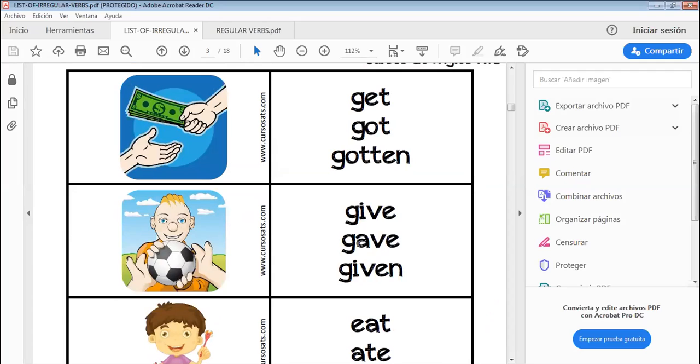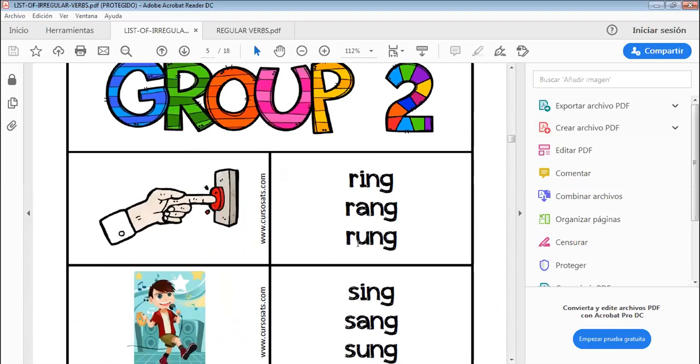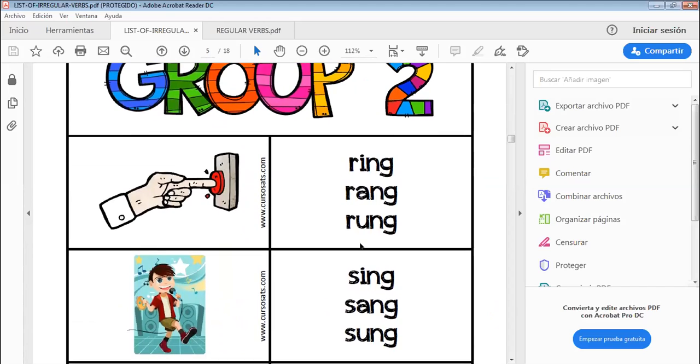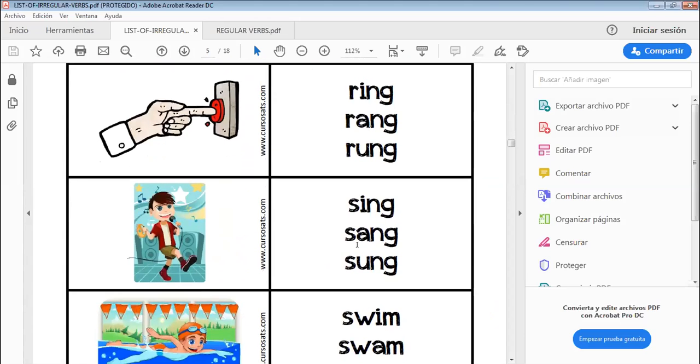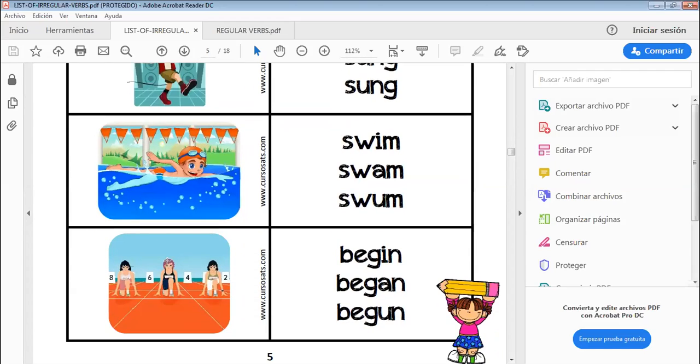Suenan como similar, ¿verdad? Pero no es que tengan que seguir una regla específica. But I like this list because it classifies according to similar sounds. Me gusta esta lista porque aunque son irregulares, la lista los clasifica en pronunciaciones parecidas. Listen, group number two: ring, rang, rung, sing, sang, sung. And then you have this picture that helps us to understand the meaning of the verb, right? Swim, swam, swum. Begin, began, begun.